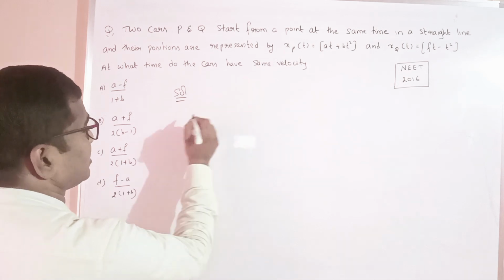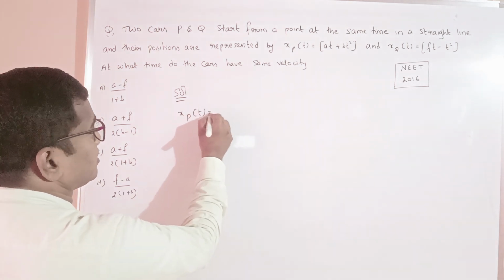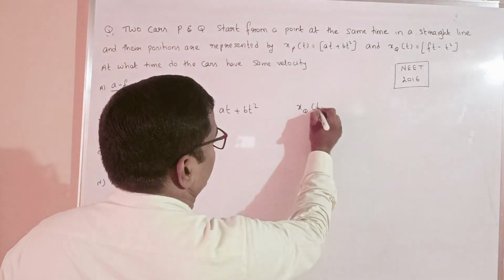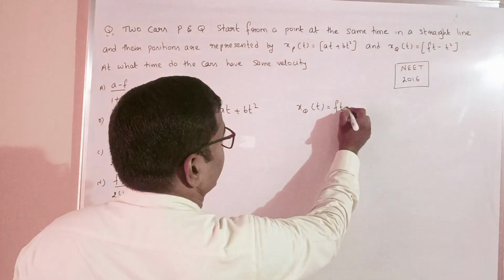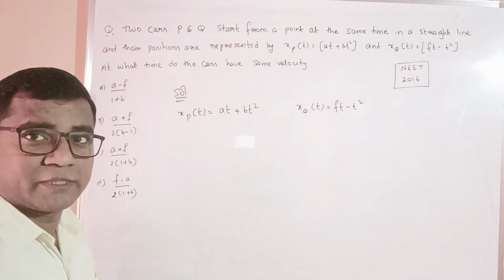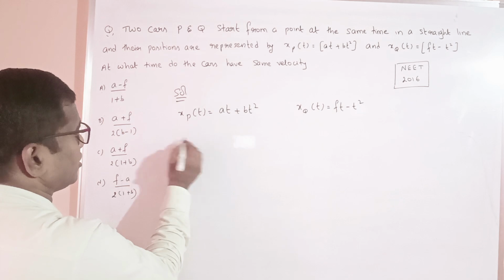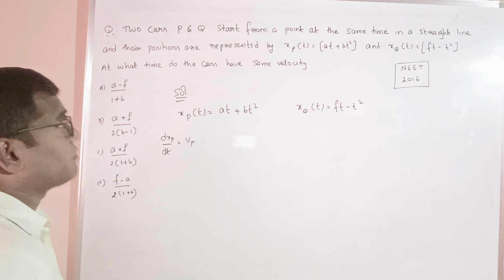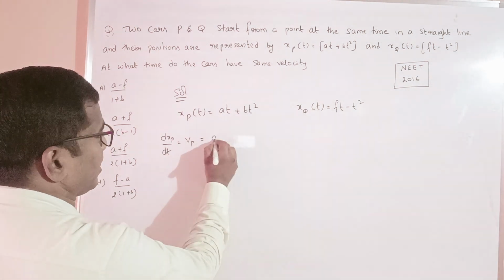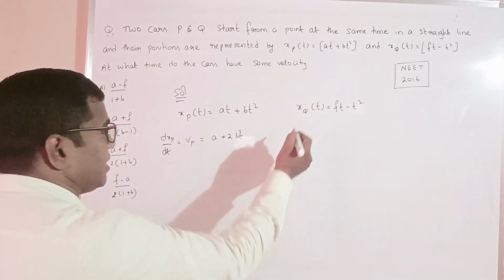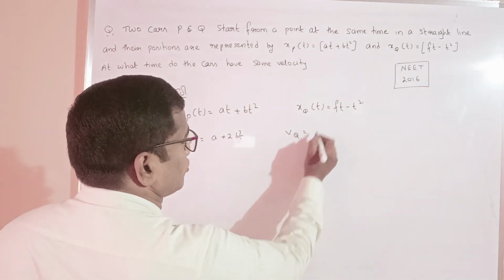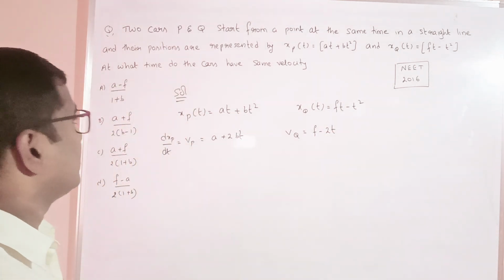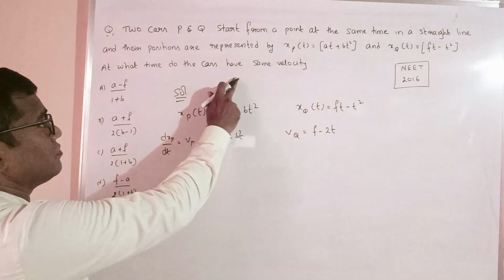First, xp of t is equal to at plus bt squared, and xq of t is equal to ft minus t squared, and you know dx by dt gives velocity. So we'll write dxp by dt, which means velocity of car P is equal to a plus 2bt, and similarly velocity of car Q is equal to f minus 2t.